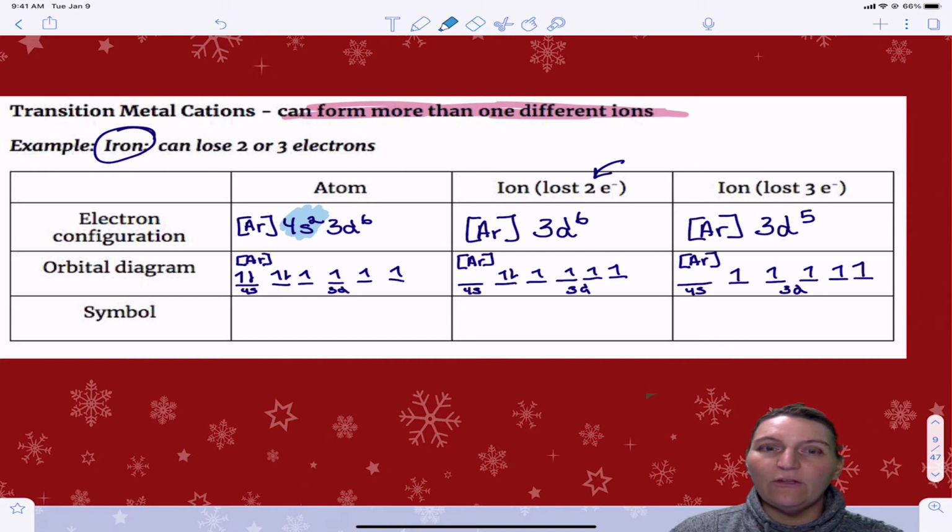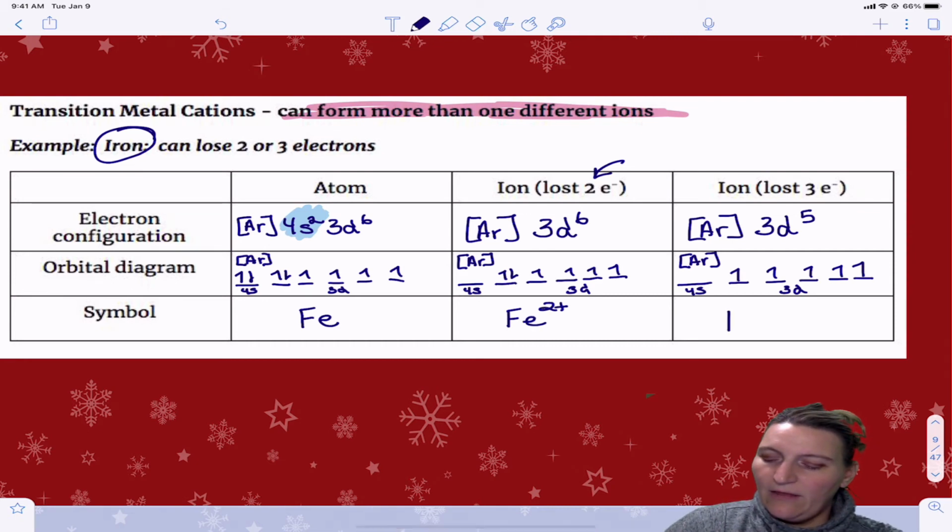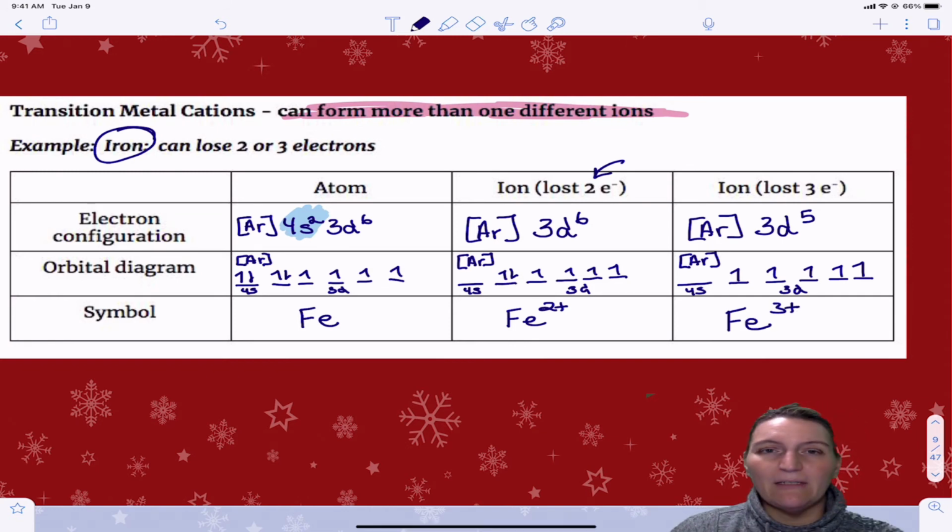So iron can lose 2+ or 3+. That happens with many of the transition metals. So of course the symbol for a neutral iron is Fe. The symbol for iron losing 2 electrons would be Fe 2+. And the symbol for losing 3 electrons would just be Fe 3+.